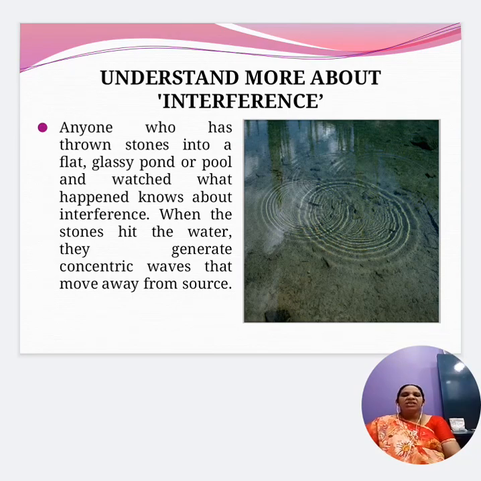When the stones hit the water surface, they generate concentric waves that move away from the source. The point where you throw the stone becomes the source, and you will observe concentric circles or waves generated, which move away from the source, as shown in the figure. The figure shows the concentric waves generated when a stone is thrown on the surface of a flat glassy pond or pool.